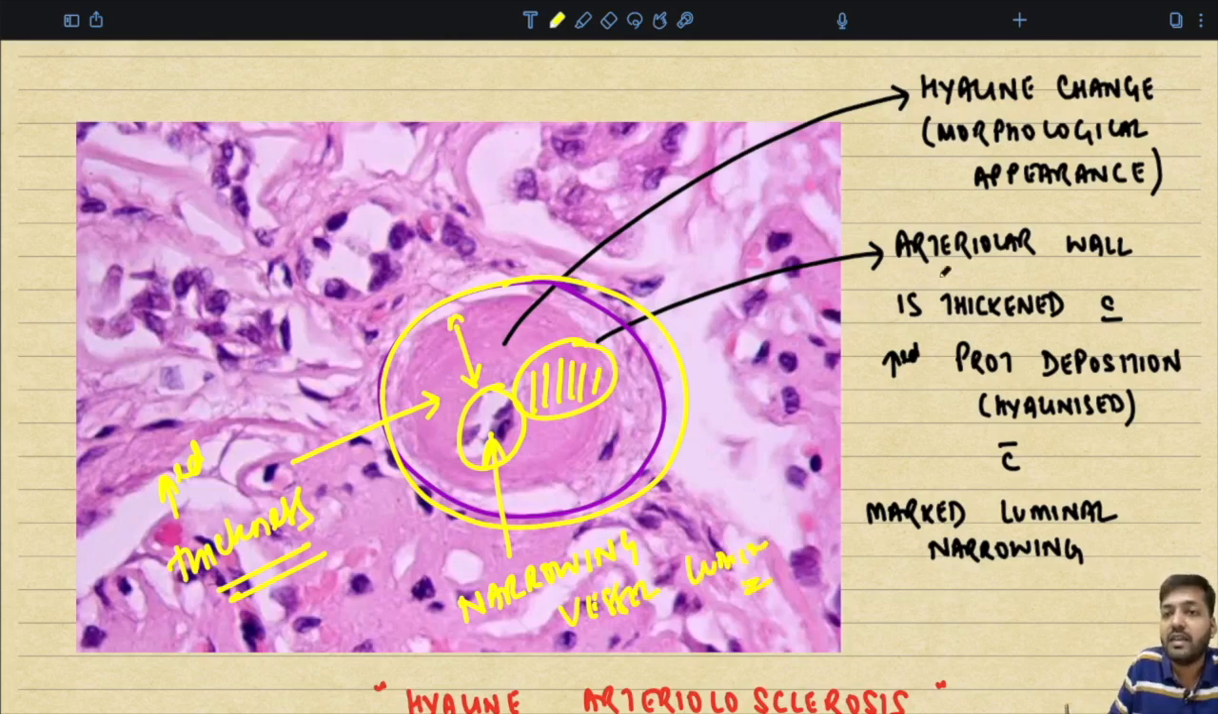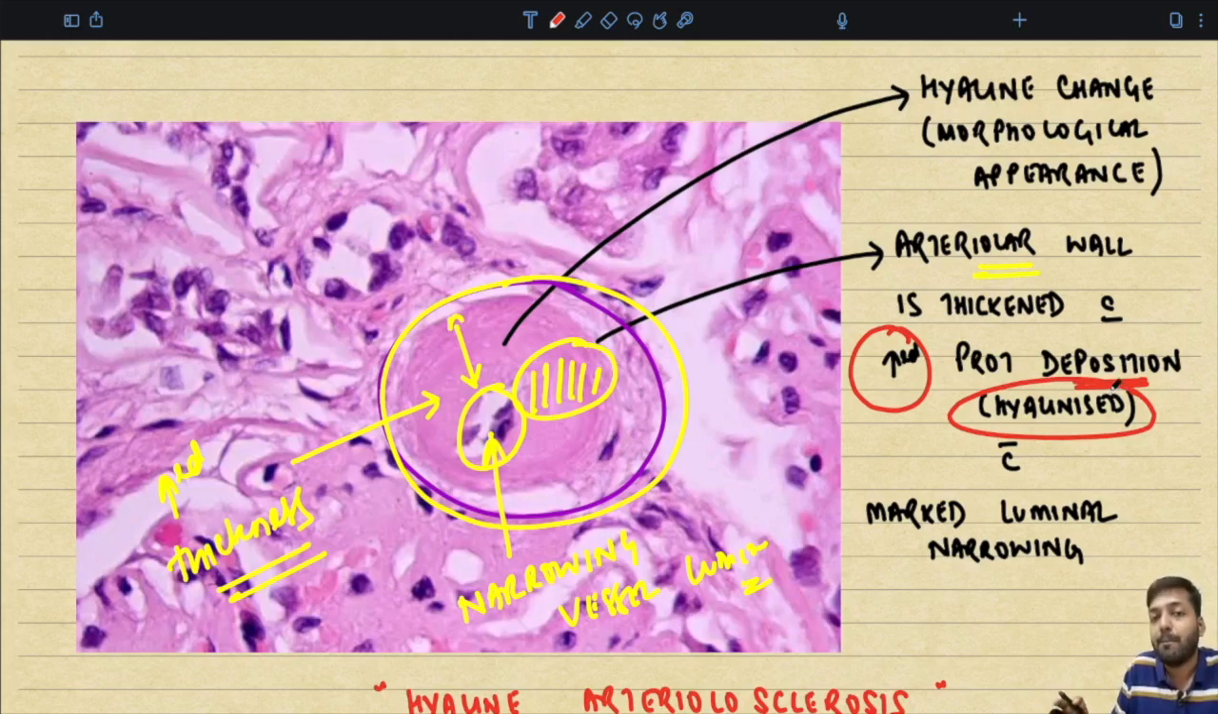So basically over here the arteriolar wall is thickened because of excessive protein deposition. That is why we say it is hyalinized. Hyalinized describes a morphological appearance; any amorphous pinkish appearance is called a hyaline change, and because of that there is marked luminal narrowing. This is called hyaline arteriosclerosis, and it is seen in elderly patients with normotensive or hypertensive blood pressure, and it is much more pronounced and severe in diabetic patients and hypertensive patients. So it is the classical finding seen in these patients.